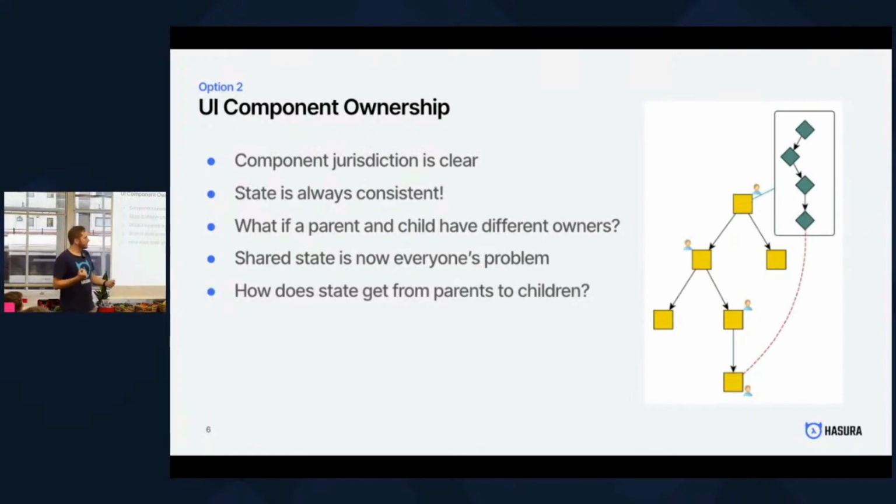But you hit some pretty immediate people issues, I suppose, which is parents and childs might have different owners. Now jurisdiction's not so clear. How do I get state down to the child? Does it come through the parents? In which case, I am now depending on other people, and now we just have a sort of dependency tree.